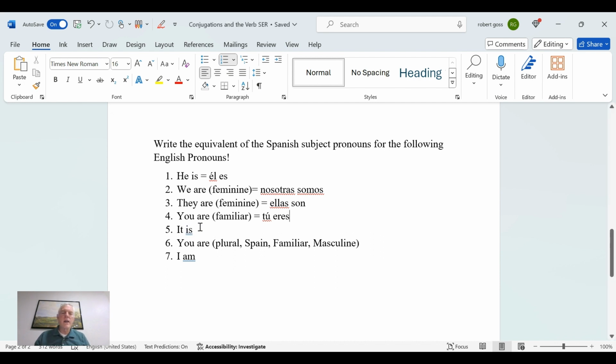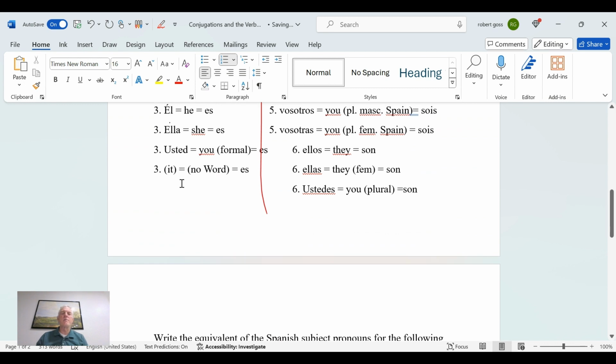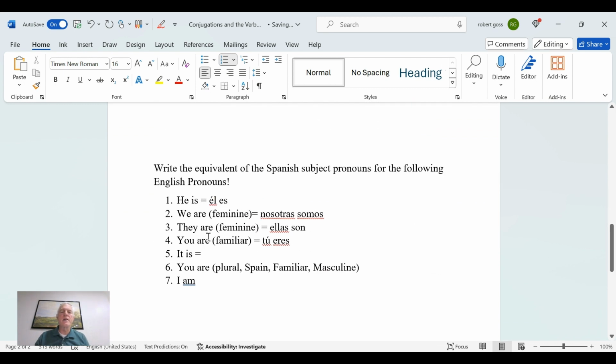Number 5, we have "it is." Do you remember how to say it in Spanish? Well, I hope you don't remember how to say it, because if we look up "it," remember there's no word for it. But to get across the idea that it is, we would just use the word es. And if we just saw es, then we would know "it is." Es un milagro. It is a miracle. Es importante. It is important. So we just say the word es.